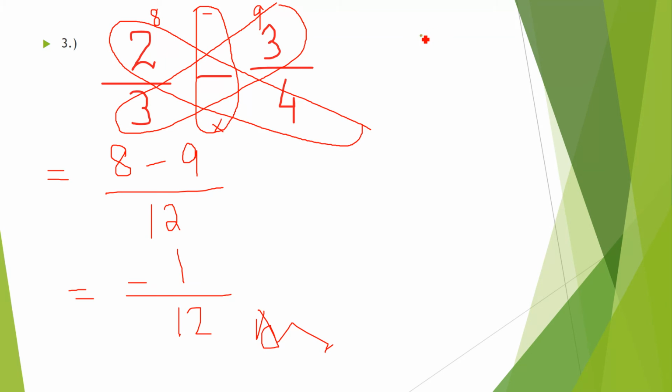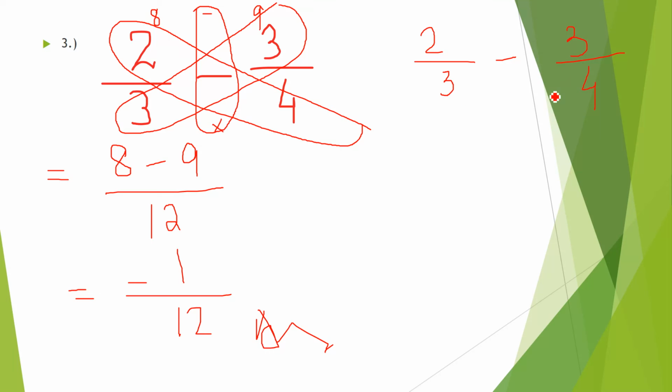But the same question I will solve for you with another method. So you should know different methods to solve the fractions if you do not have the same denominator. So here you can make the same denominator. You have to make the same denominator.